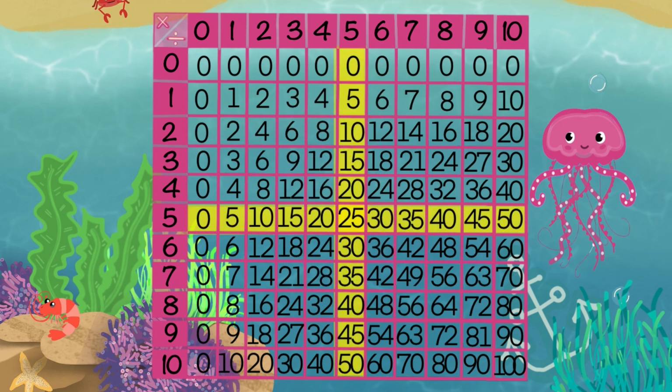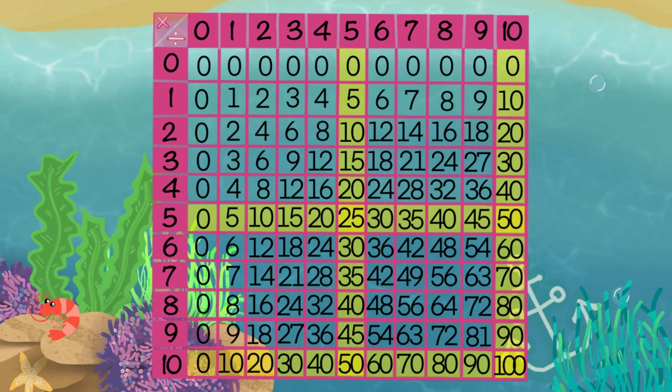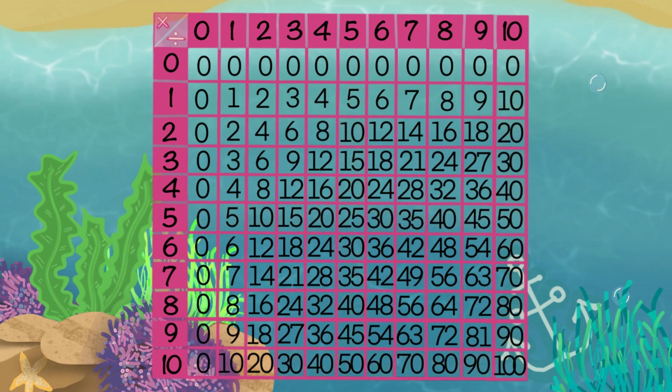Let's compare multiples of 5 and multiples of 10. When looking at our table, I notice that every other multiple of 5 is also a multiple of 10. Because of this pattern, I can infer that 60, 70, 80, 90, and 100 are also multiples of 5. Do you see the same pattern anywhere else on the multiplication table?